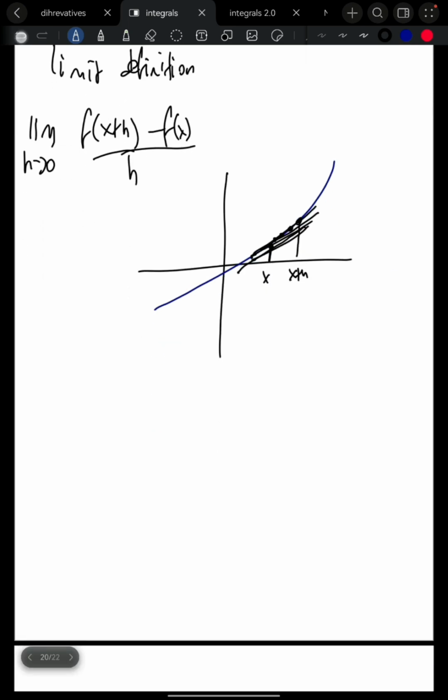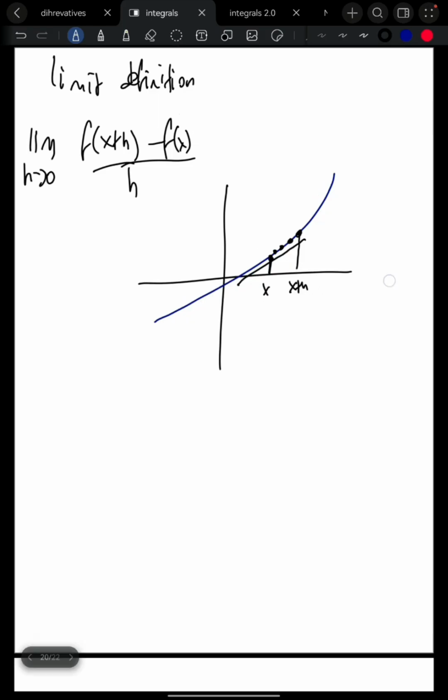Holy, why is it cluttered? Yeah, so I want the limit. Okay, wait, I gotta calm down.